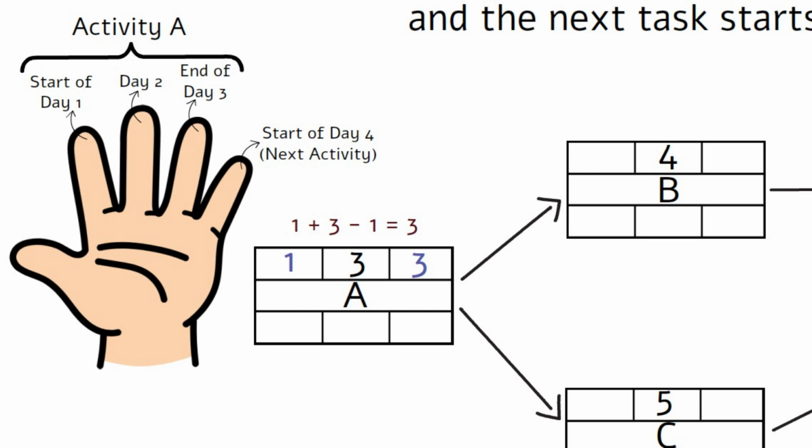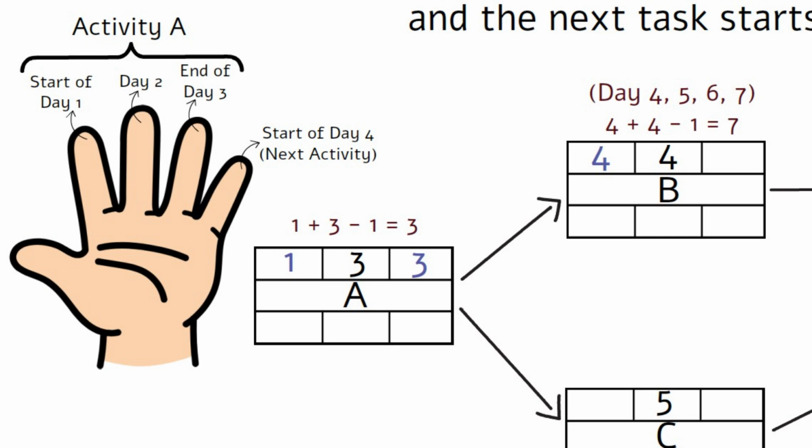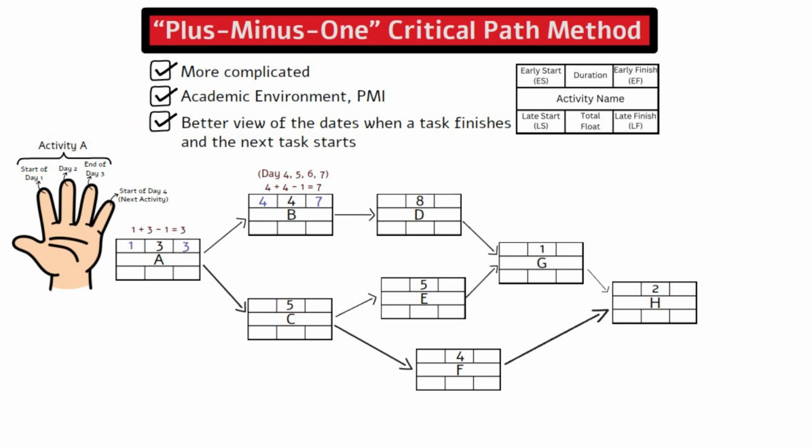Activity B will start on day 4 and take 4 days to finish, so it will take day 4, 5, 6, and 7 to finish the work, so the early finish is 7. And the next activity begins on day 8. Once you understand how the days are accounted for, the math will make a lot of sense. We are going to move a bit more quickly by doing math from this point for the forward path.